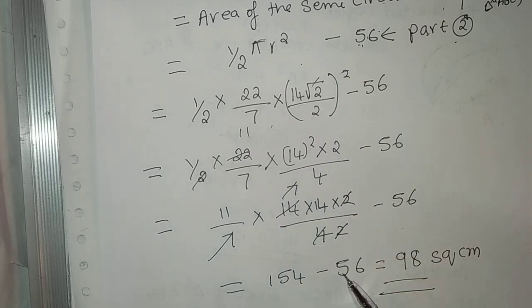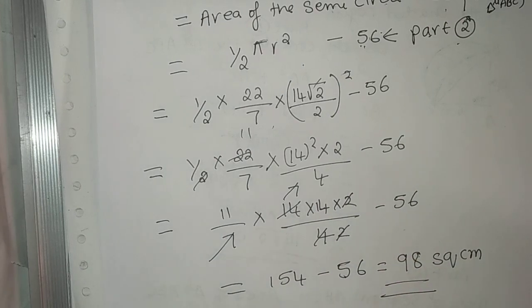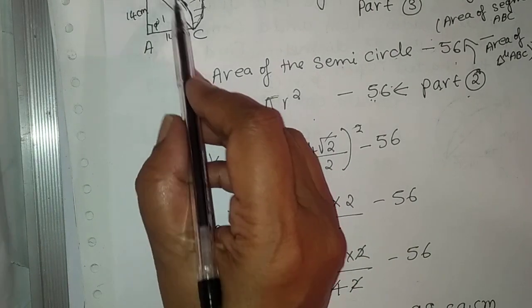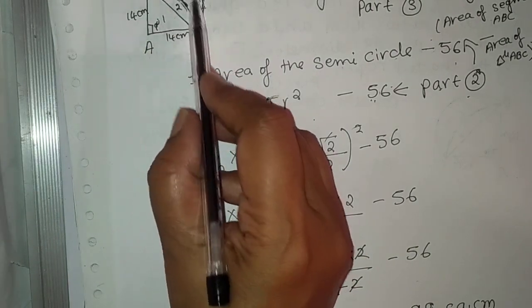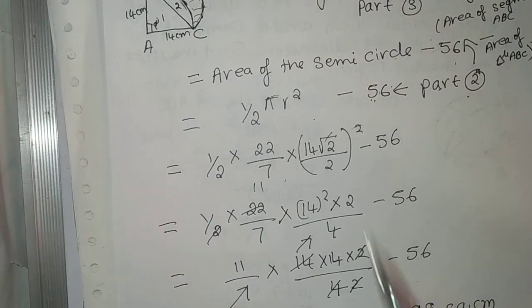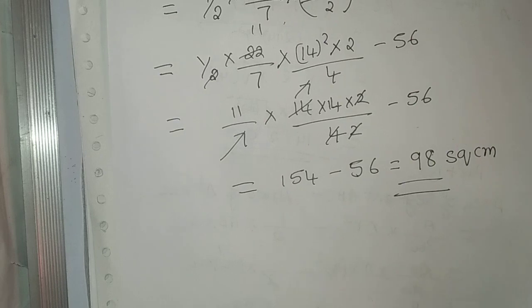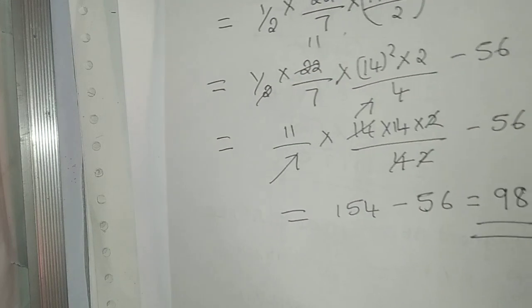So we substituted the values here and we got as 98 square centimeters. So this thing all minus this area of the semicircle is equal to area of the shaded region. So answer we got is 98 square centimeters. So this completes the 15th problem. We move on to the 16th one.